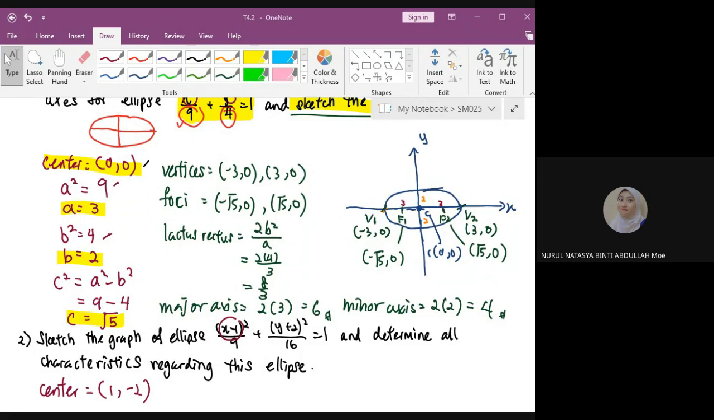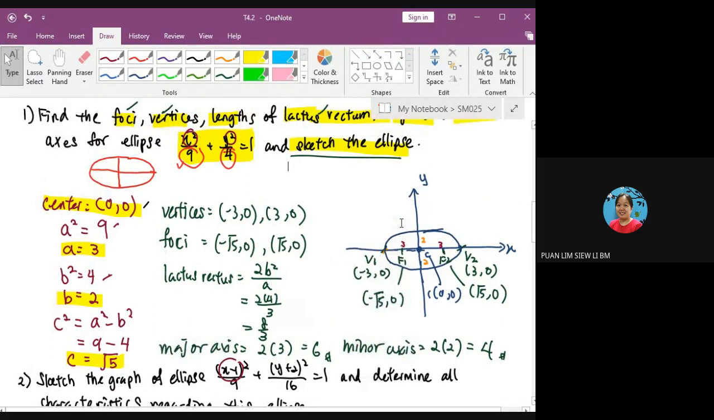Okay, Miss. Dah siap salin? Siap salin, siap-siap ya. Kita buat nombor 2 pula.